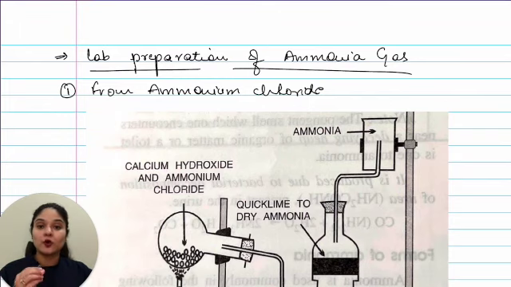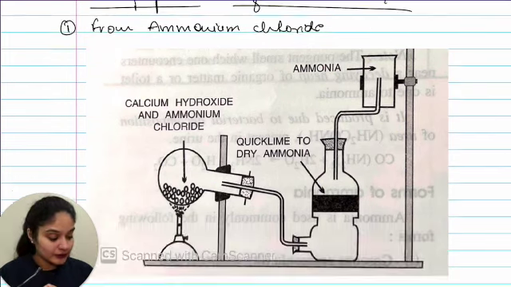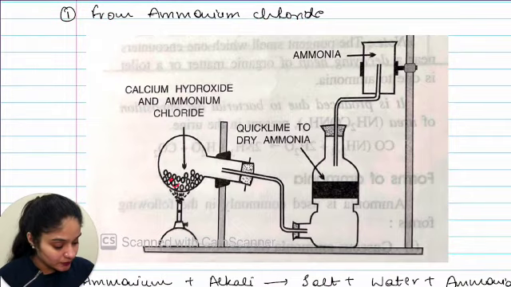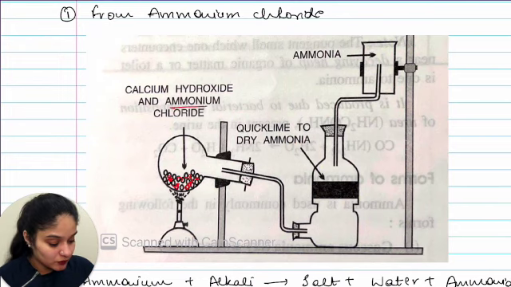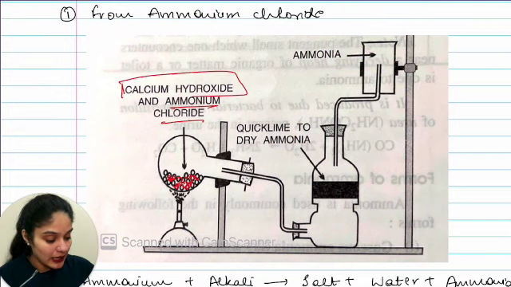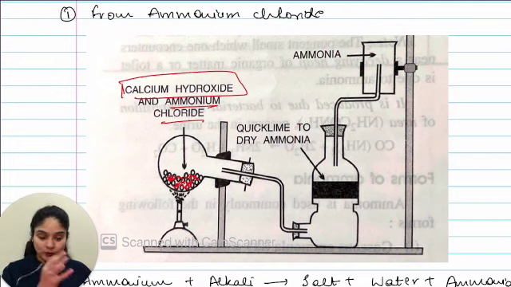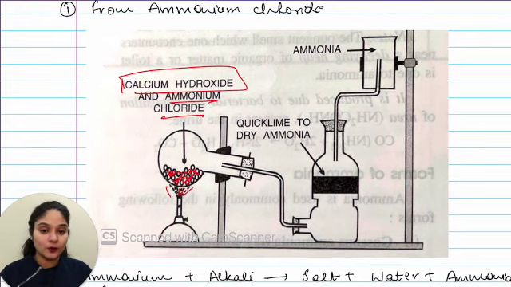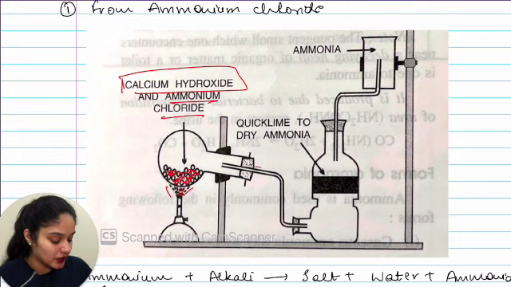So from ammonium chloride, this is the lab setup. If you see here, this is ammonium salt, so ammonium chloride is present here, and calcium hydroxide is reacting with it. Both of them are combined together. Then you are providing heat to the apparatus. Once you provide heat, the gas starts coming down from this particular angle.